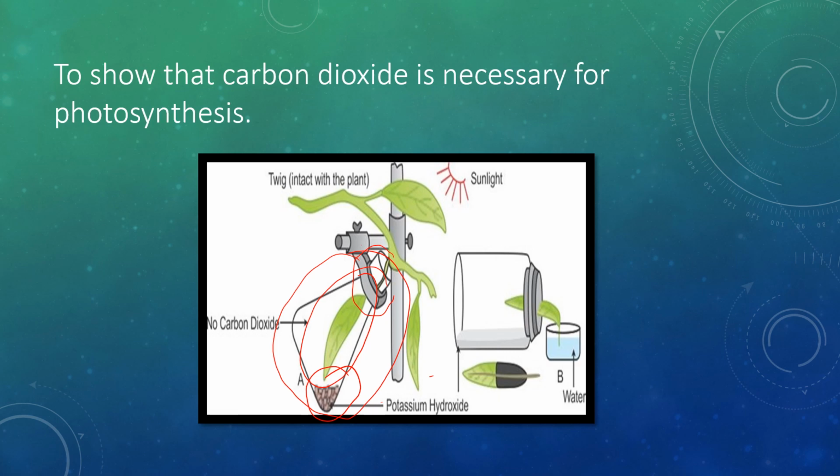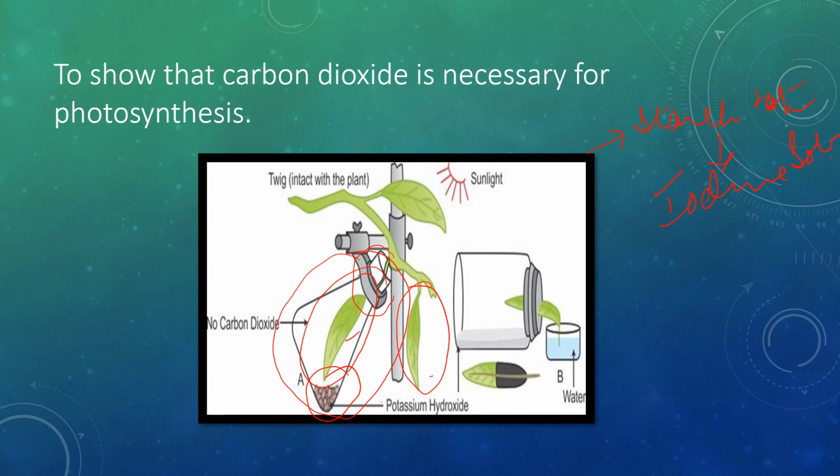So after a few hours we are taking out this leaf, okay, and we are taking one more leaf from the same plant. So we are going to perform the starch test for both. So what is the starch test? The same test which we do with the iodine solution, okay. How are the tests done with the iodine solution?